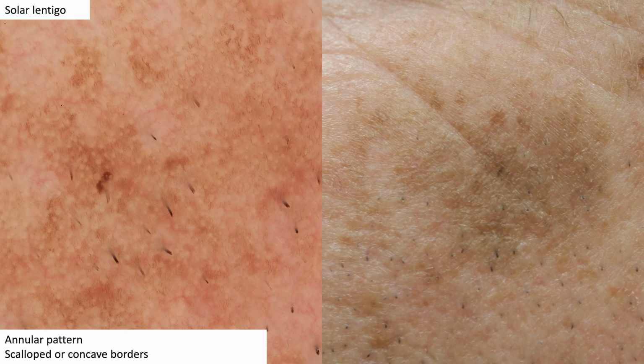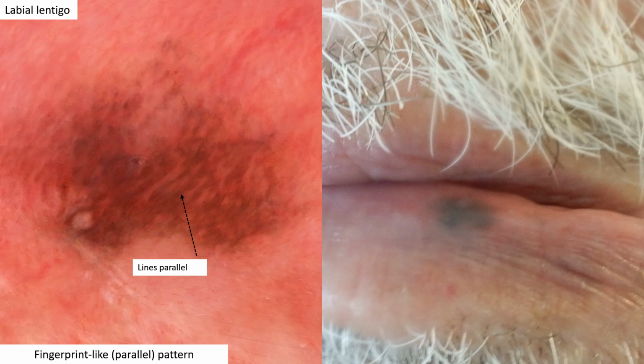In this case, a different type of pattern. Instead of a reticular pattern, it's an annular pattern. This is a lesion on the lip, a labial lentigo, where we see this fingerprint-like parallel pattern.